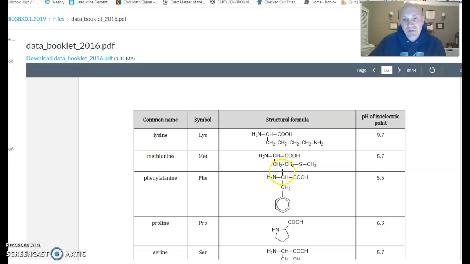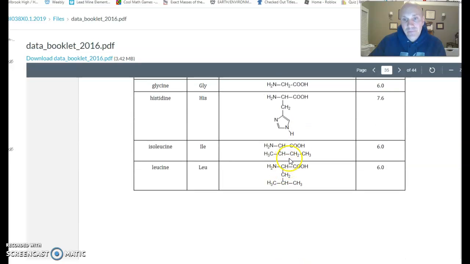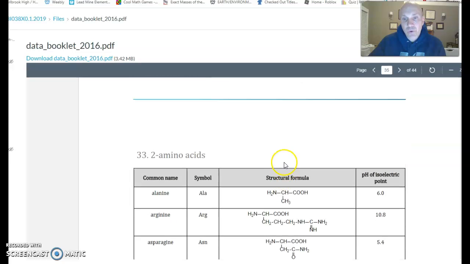All right, notice that each of these has a different group at this position right here. When you have a protein, the amino side of one of these is going to form an amide bond with the carboxylic acid side of another, and it's just going to make a really long chain. The only thing that makes the amino acids different is what that R group is.